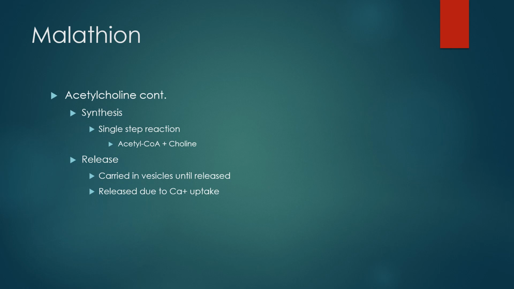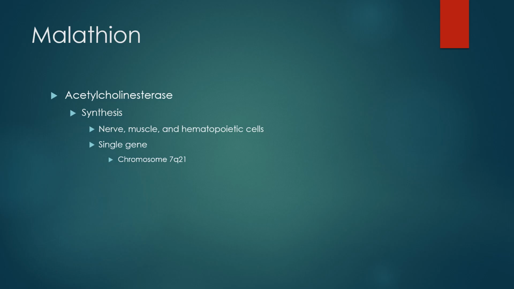Acetylcholine is synthesized in the neuroganglion in a single-step reaction with the combination of acetyl-CoA and choline. It is confined to vesicles while in the neuroganglion, and calcium uptake through calcium-gated ion channels causes the release of acetylcholine into the synapse.